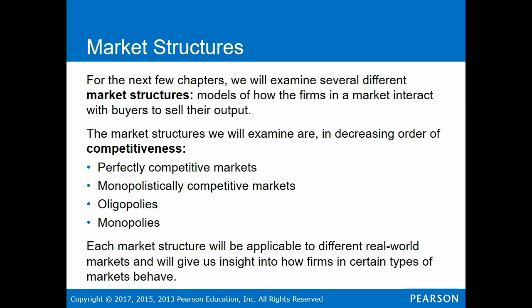So we're going to look at how firms interact with buyers to sell what they produce. That's basically the idea of these next 4 chapters. So we'll be using these cost curves, and we'll add in some demand curves to graphically represent how firms try to figure out how much to produce and at what price to sell it.